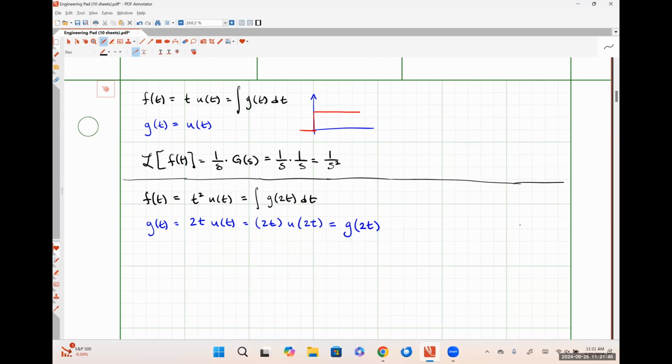I think I understand what you're saying. So what you're saying is if I replaced this t right here with a factor of 2t. All right, so let's call this h of 2t then. So we'll put an h there and we'll put an h here, just to be more clear. I understand what you're saying there.